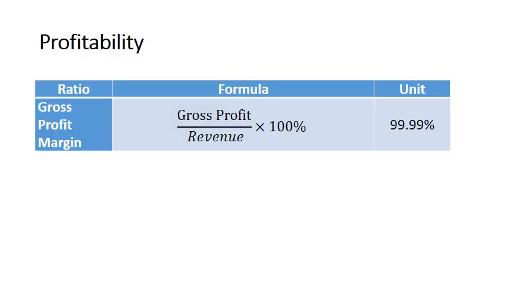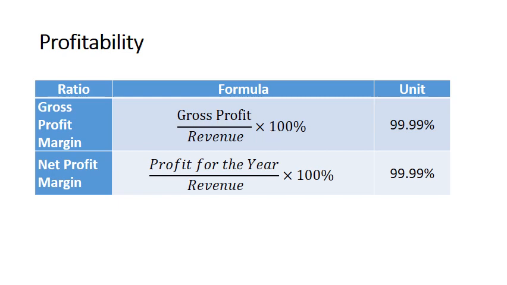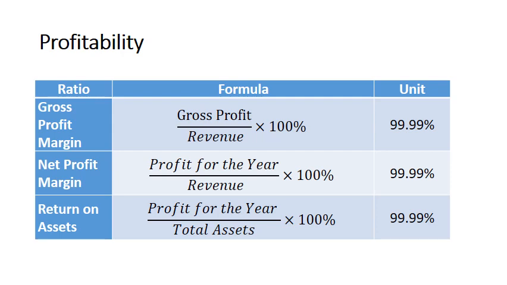Let's look at profitability. The first ratio we're looking at is gross profit margin: gross profit divided by revenue times 100%. Your answers will be given in 99.99% format. Remember to round off to 2 decimal places. Next, net profit margin is profit for the year divided by revenue times 100%. Return on assets is profit for the year divided by total assets times 100%. Any questions so far?